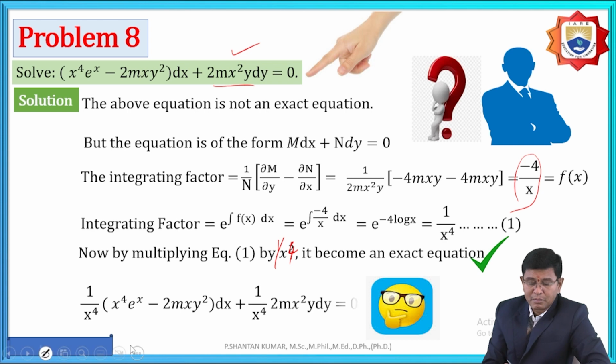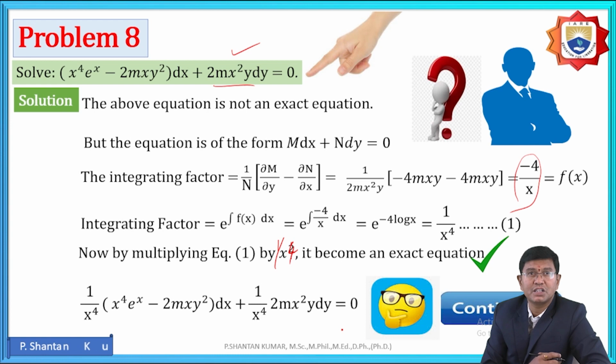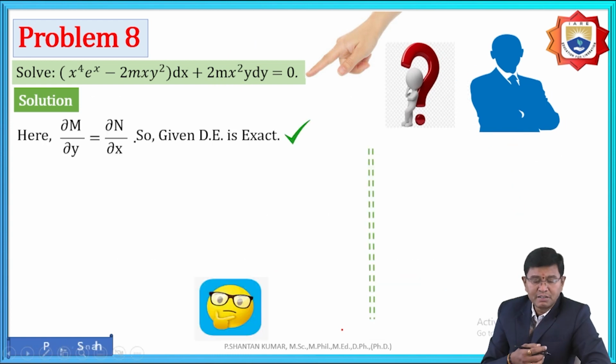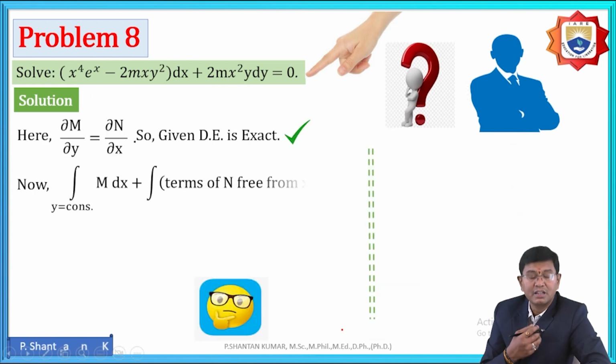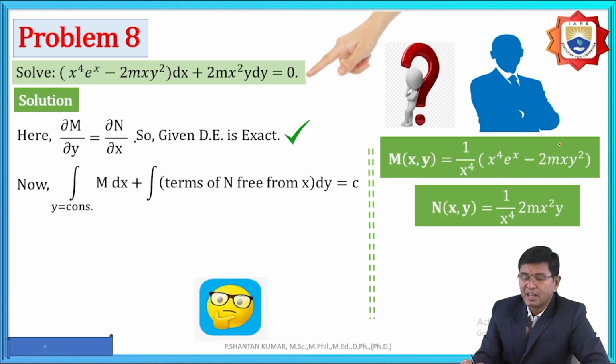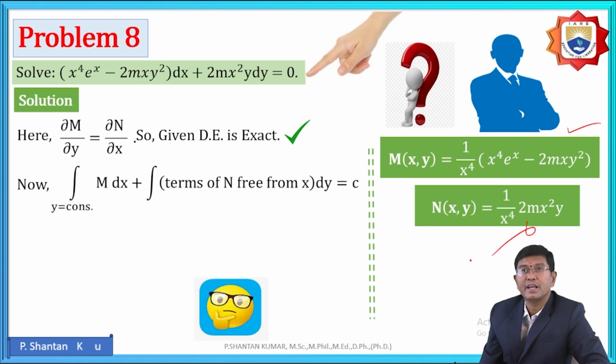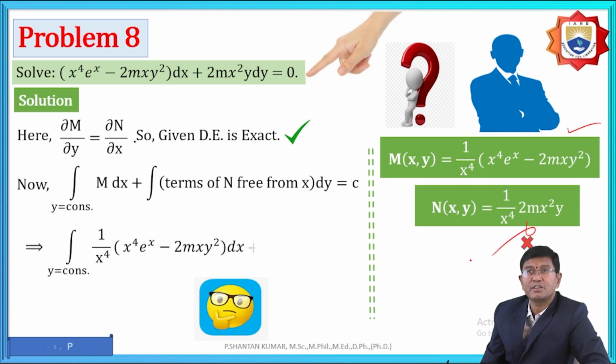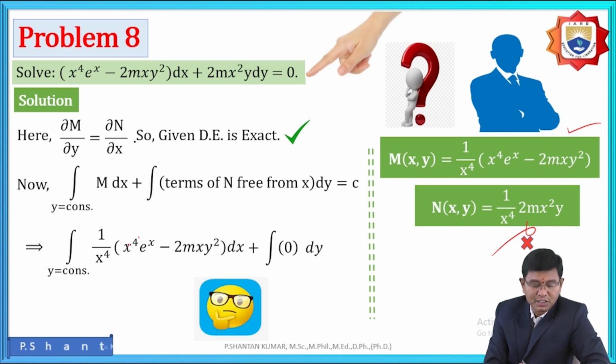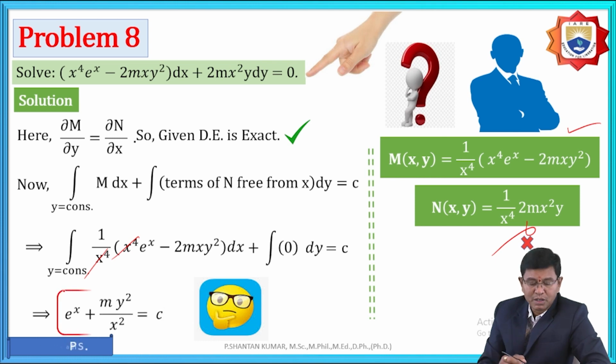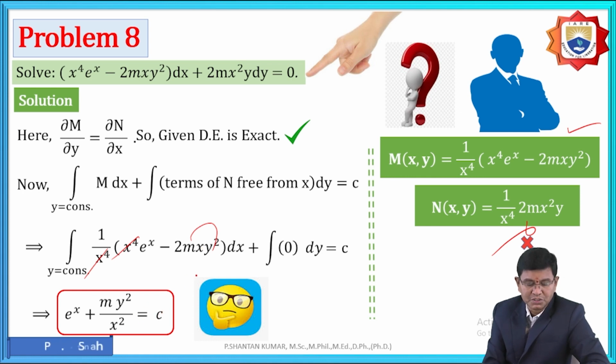After that multiplication by 1 by x power 4, the equation is like this. Therefore, the equation is reduced to an exact differential equation. If it is exact, we need to find the general solution. M we can replace directly from the given equation, and N, which is not containing x, is nothing but 0. And here x power 4 is cancelled, and e power x integration is e power x minus 2m, y square is common, and x square by 2, the 2 is also cancelled. Then we get the solution.